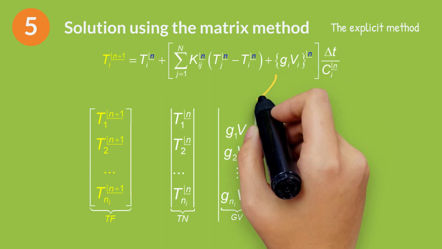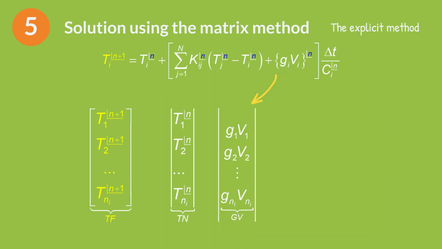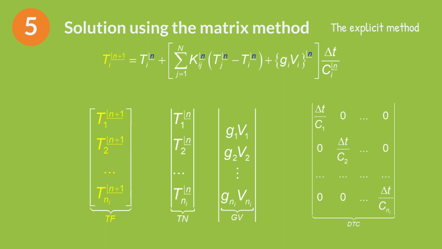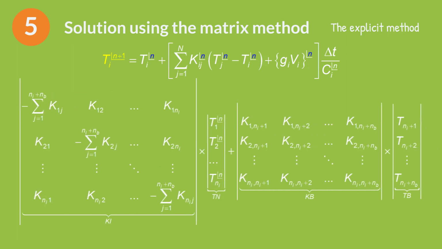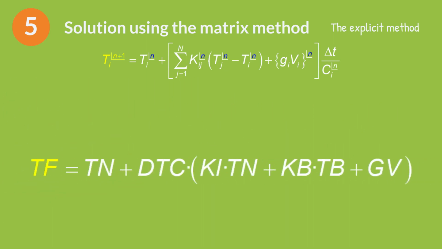Gv is the vector of the internal heat generation in each domain. dTc is the matrix that contains zeros except for the diagonal terms, which are the delta T divided by the heat capacity of each domain. The heat exchanged with neighboring nodes has the same matrix structure used in the steady state. This is finally the formula for calculating temperatures for the transient regime using the explicit method and the matrix method.